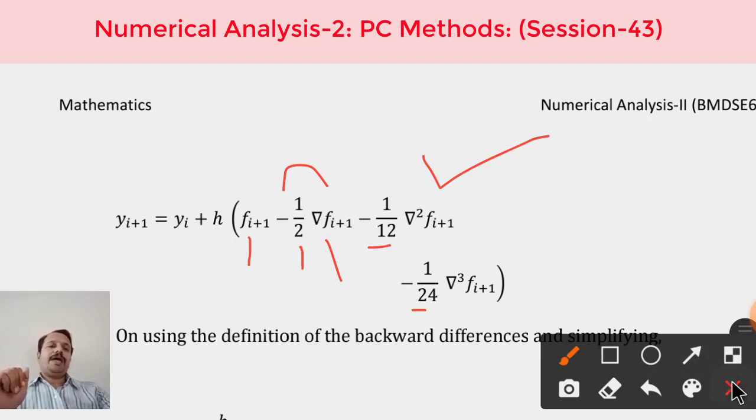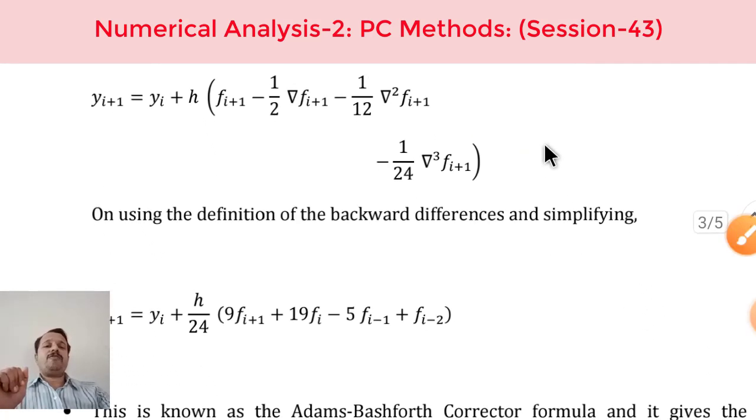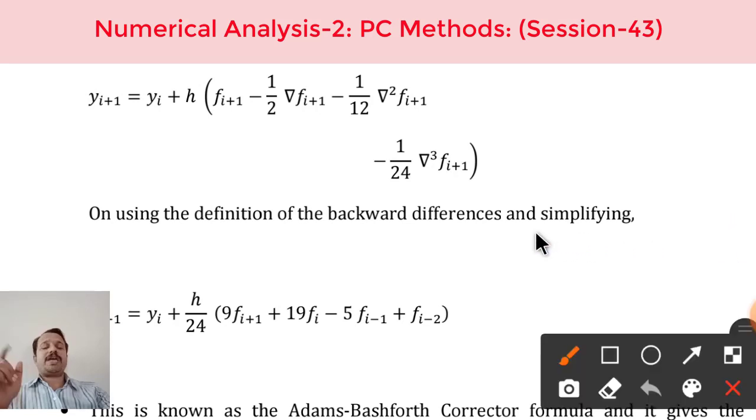Now I can use the definition of backward differences again, just as I have shown you in the previous predictor formula. For example, del fi plus 1 is fi plus 1 minus fi, and del square fi plus 1 is fi plus 1 minus 2 fi plus fi minus 1, like that.